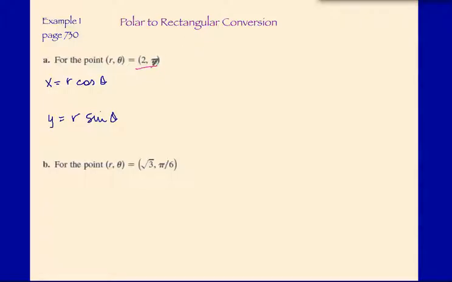For our particular polar coordinates, that means x is going to be 2 cosine of pi, and y is going to be 2 sine of pi. Well, cosine of pi, as we know, is -1. So this means that our x is going to be 2 times -1, which is -2.